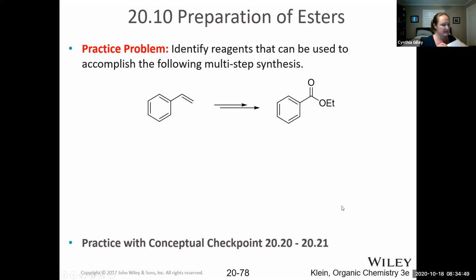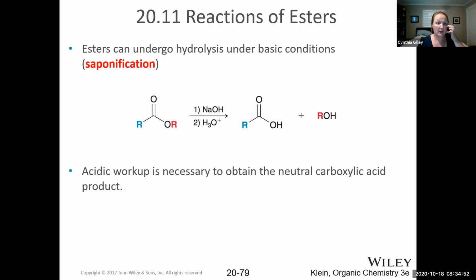Okay, back to the slides. We can do basic hydrolysis of an ester. This reaction is also called a saponification because it's the key reaction in soap production. From an ester, we treat with sodium hydroxide that will hydrolyze to the carboxylate, and we need an acidic workup in order to isolate a carboxylic acid, because remember, a carboxylic acid under basic conditions will always be deprotonated and negatively charged as a carboxylate ion. So an acidic workup is necessary to produce a carboxylic acid.